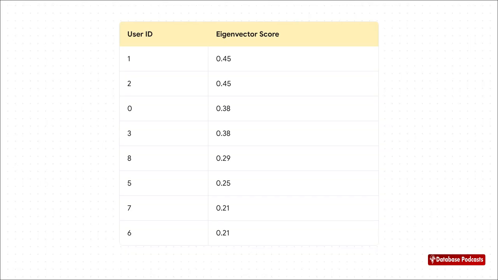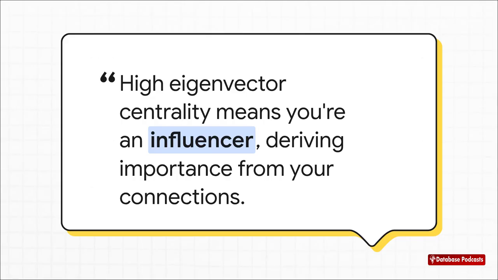So when we run the numbers for our little network here, check out what happens. A third group of users rises to the top. Users 1 and 2 have the highest eigenvector centrality. Why? Because they're not just connected, they're connected to each other and to other well-connected people, creating this really powerful core of influence. So here's the bottom line. If you're trying to find the real influencers, the people whose importance is magnified by the importance of their network, eigenvector centrality is the tool that's going to reveal them.